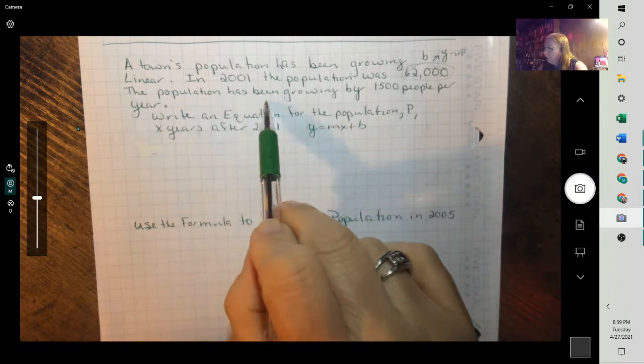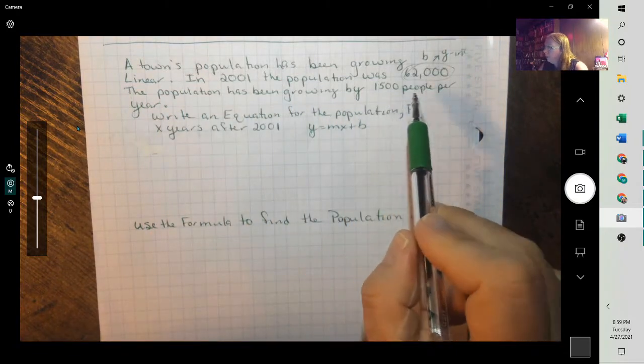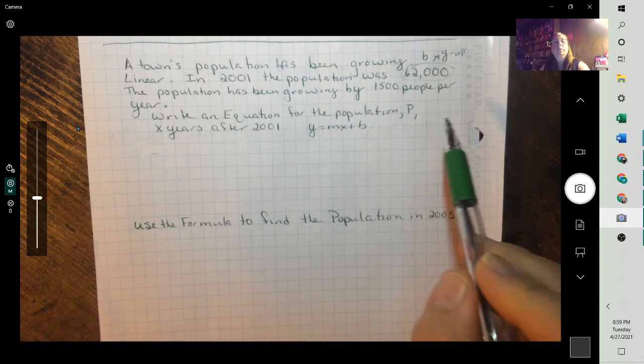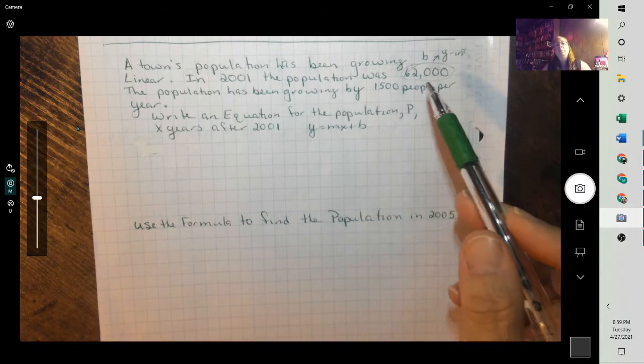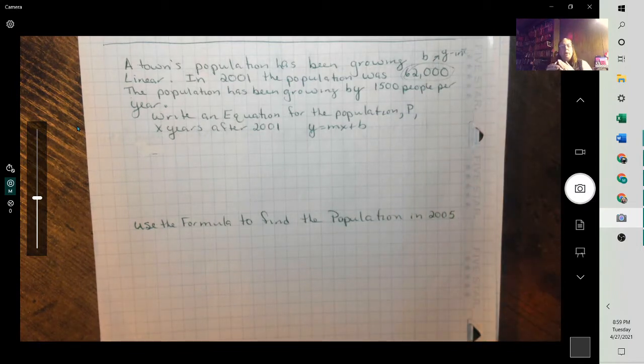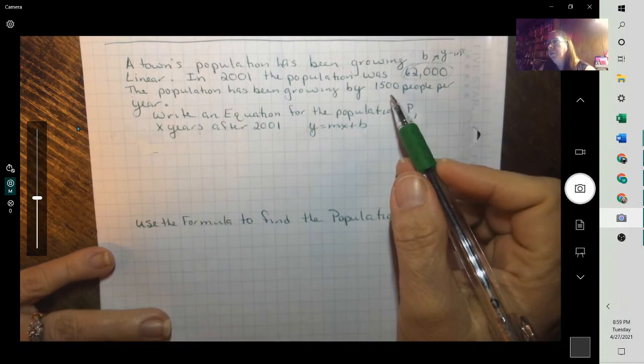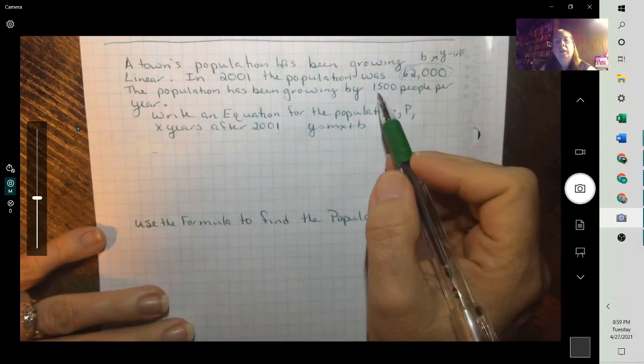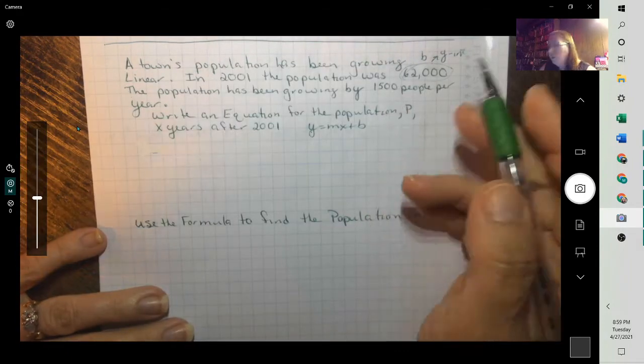The population has been growing by 1,500 people per year. Per year, people per year, that's a rate, that's your slope. So when you hear people per year, miles per gallon, price per hour, those are slopes. So in this case, this is our slope.